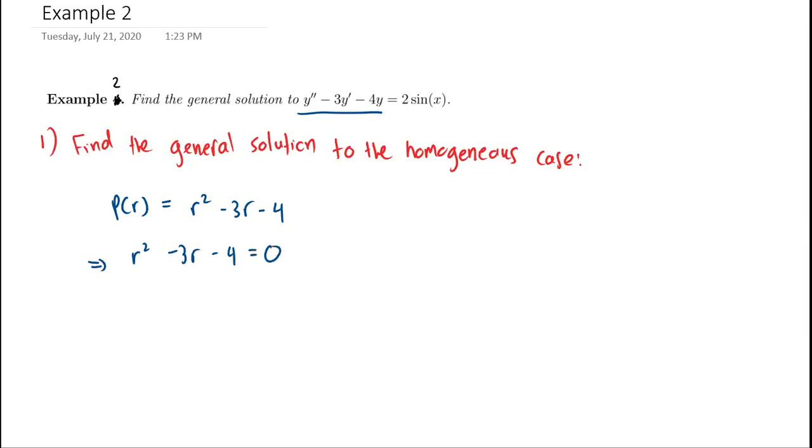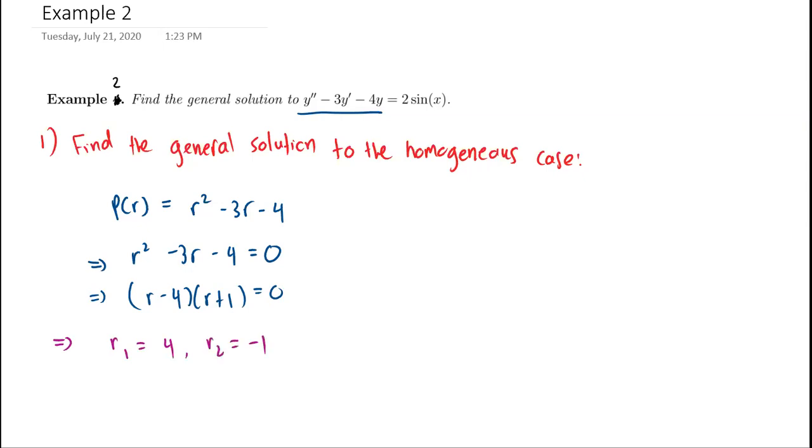And again, if you can factor it directly, try to factor it. If you can't, you can always use the quadratic formula. So let's see if it factors. I think it does, as r minus 4 and r plus 1. Let me double check if that works. So r squared plus r minus 4r, that's negative 3r, minus 4. Yeah, this works. So what are our roots? Our roots are r1 equals 4 and r2 equals negative 1.